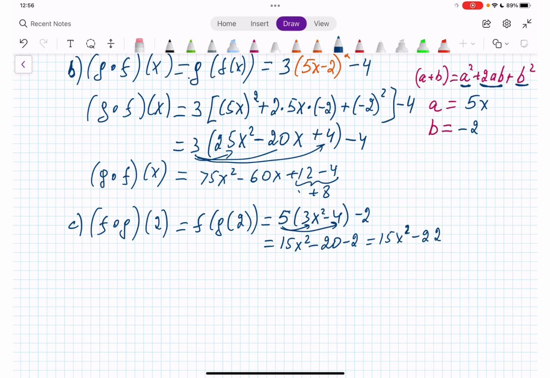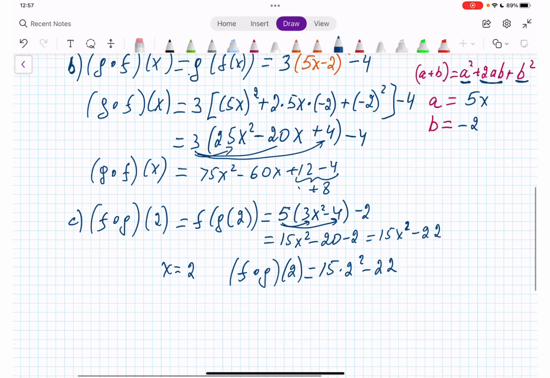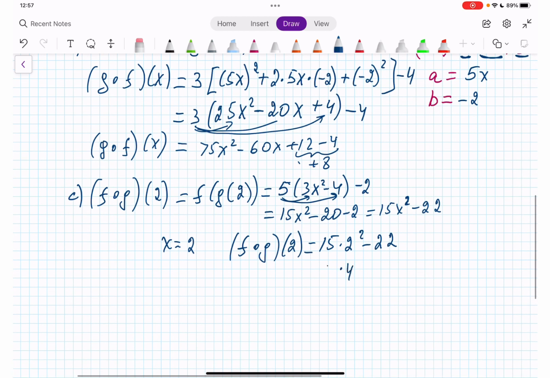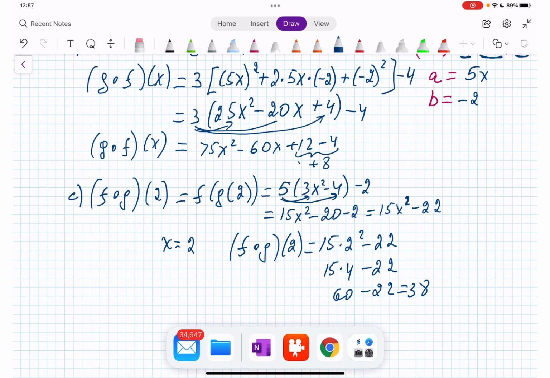Okay, now since our x is given, x is equal to 2, I'm going to plug in, so f composed with g of 2 is going to be equal to 15 times 2 squared minus 22. So 2 squared is 4 times 15 minus 22. Okay, 60 minus 22. 60 minus 20 is 40. 40 minus 2 is 38. Okay, let's go do it.